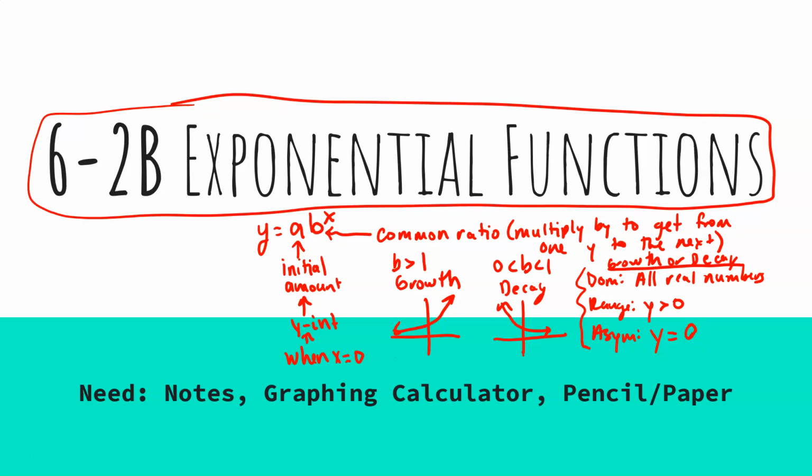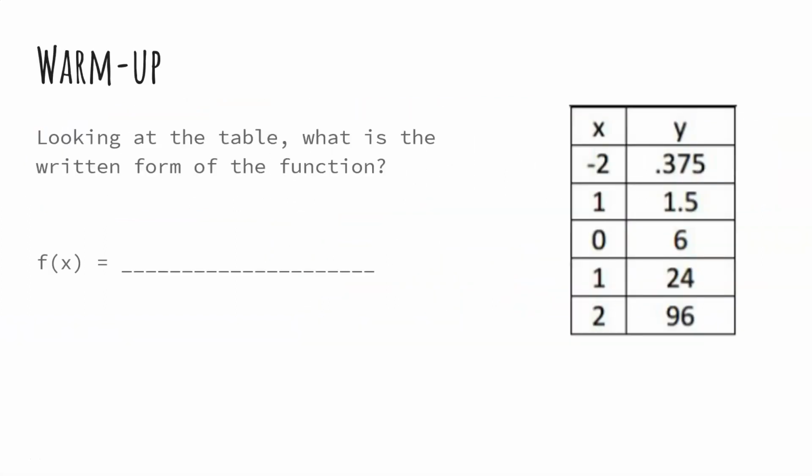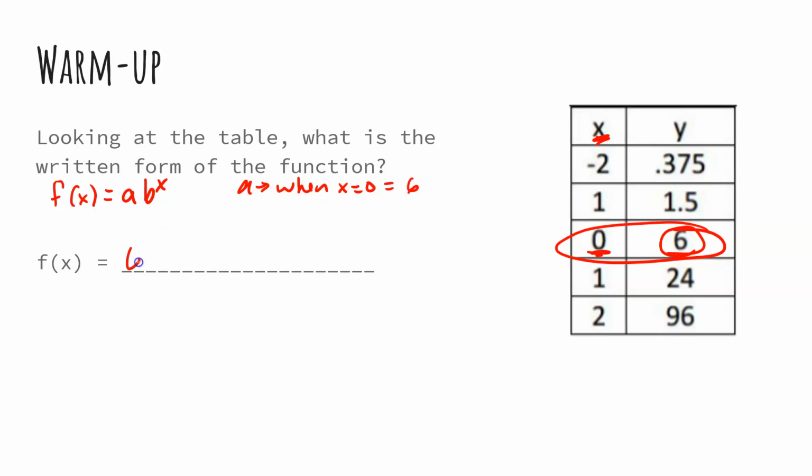If you don't have this down, pause it, make sure you get it down, because now we're just going to do a couple of examples. So the first one is, looking at the table, write the function. Remember, we need f of x equals a times b to the x. We just said a is when x equals 0. So I look at my table, I find when x equals 0, and my a equals 6. So I'm going to have 6 times something to the x.